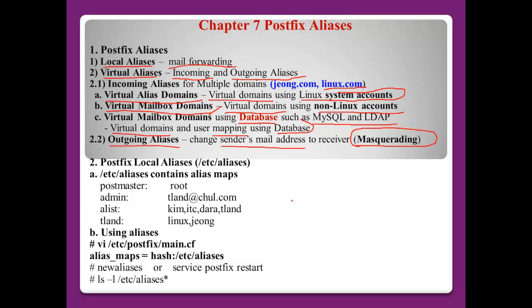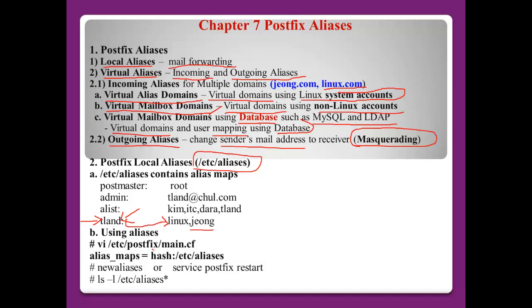Okay, first, I will explain the local aliases. To configure local aliases, normally we will use this file, /etc/aliases. So here we can configure like this: postmaster, root, admin, and so on, and a list of users. It means if someone sends email to this user, then this mail will be forwarded to users linux and john. This is a local alias.